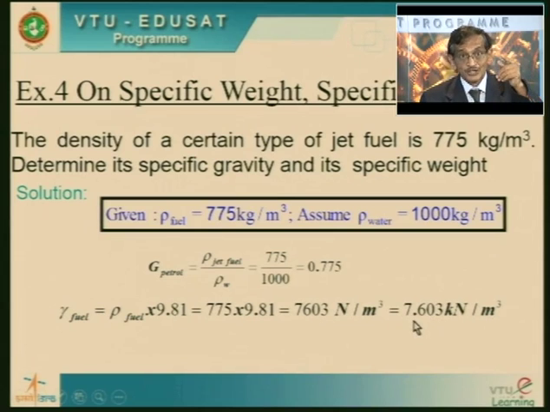I can give you 7.603 kilonewton per meter cube. You have to multiply by 1000 to reach Newton per meter cube. So, is it okay? We are able to find the answer in only 2 steps. So, straightforward. Is it okay? Let us go to the next question.